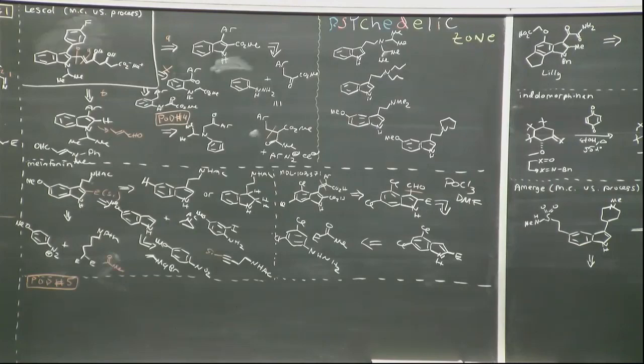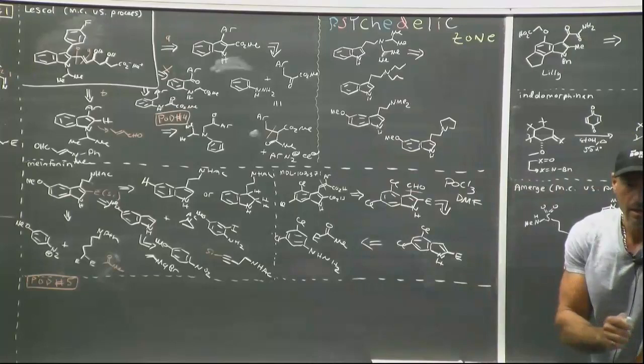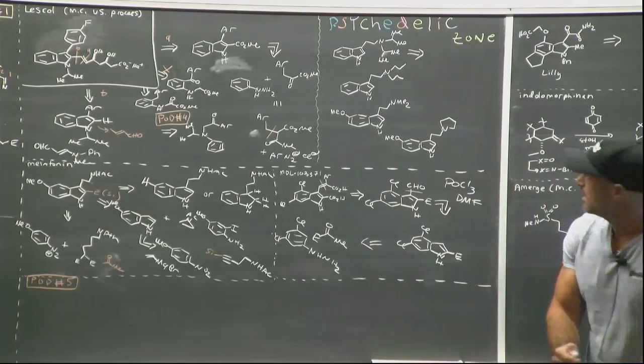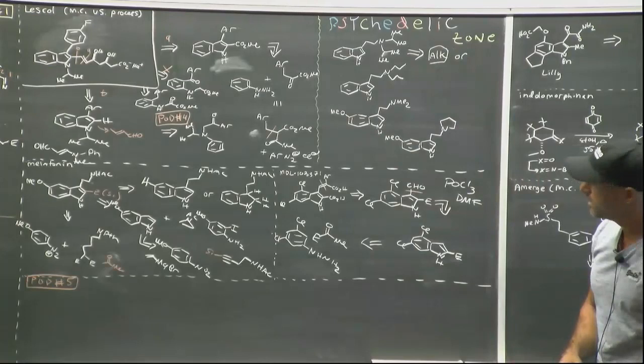So let's go through this first compound here. First, we need to know how to make it. So I want two routes to make this compound. Route number one would be? Take tryptamine and alkylate the shit out of it. Yes, tryptamine alkylation. Or? Reductive amination. Reductive amination from, we need something even simpler. Let's start from something even simpler.